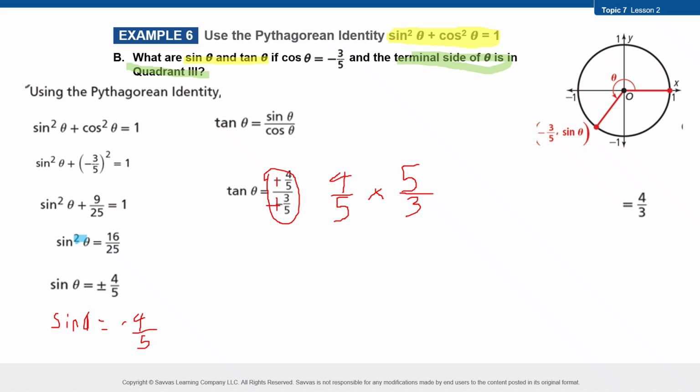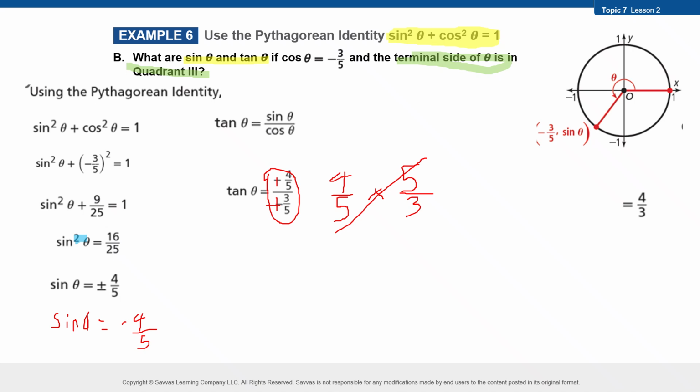So 4/5, I turned to positive because I had two negatives, times, because I changed division to multiplication, 5/3 because I flipped it. I took the reciprocal of 3/5. So when you multiply, your 5's cancel out and it's going to be 4/3.